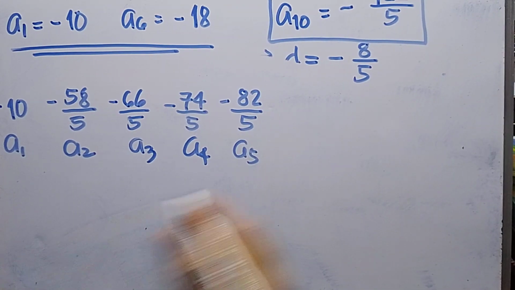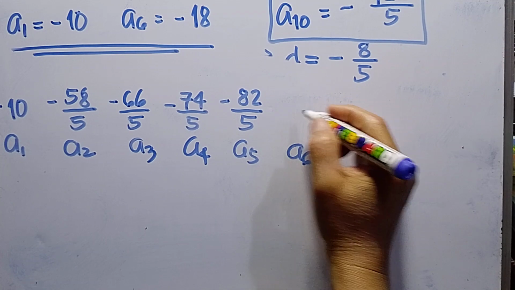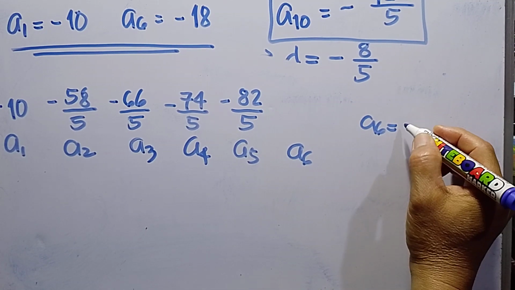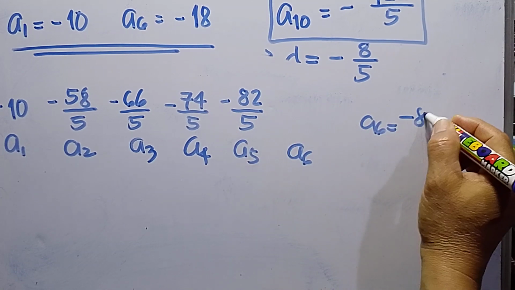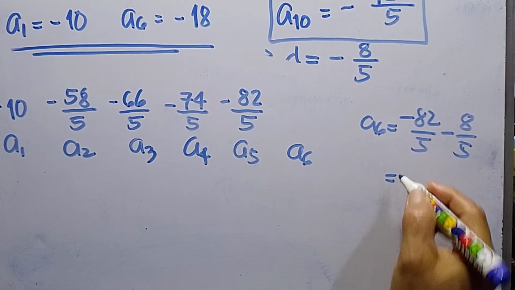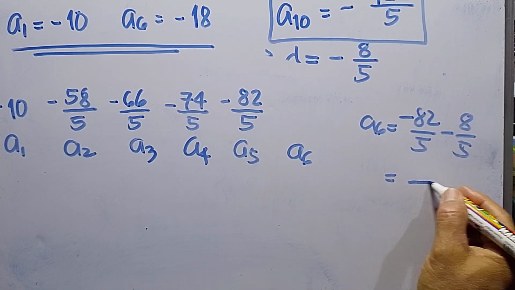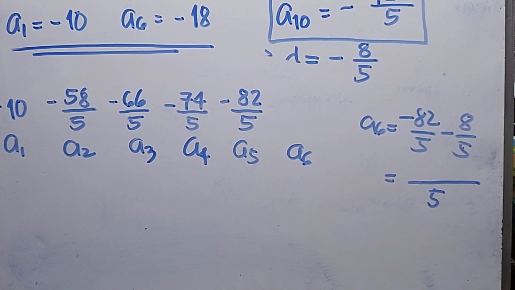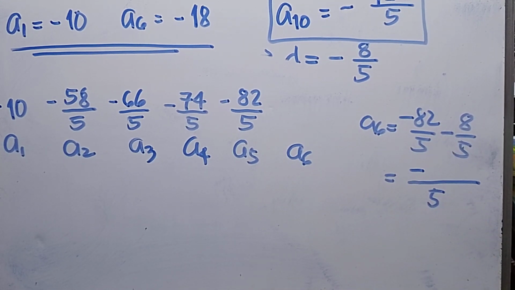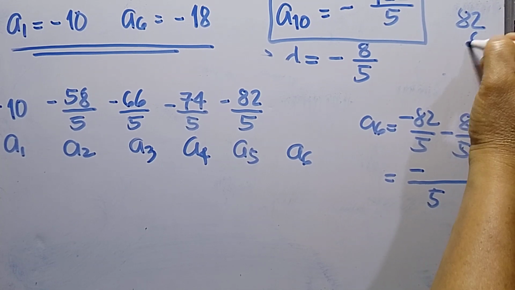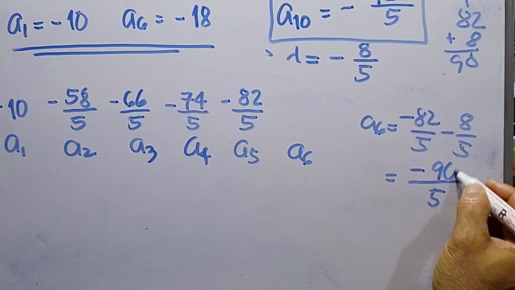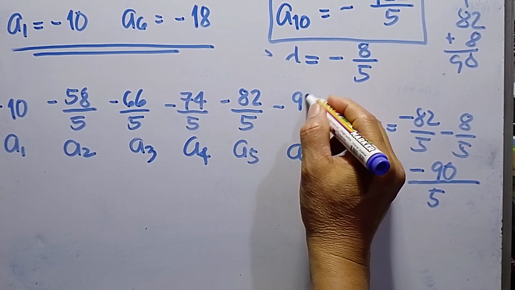We're almost there. A sub 6 is A sub 5, negative 82 over 5 minus 8 over 5. Since similar fraction, common denominator, 5. And then, like sign, so this will be negative. Then 82 plus 8, this will be 0. Carry 1, 90. Negative 90 over 5.